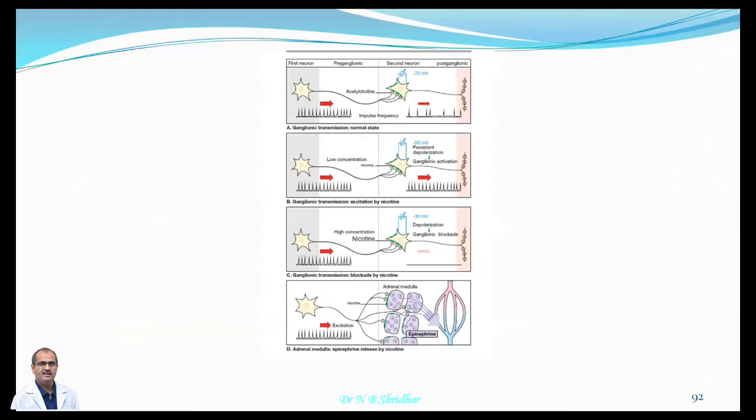And here also you can see the same thing in the ganglionic normal state. Acetylcholine is the neurotransmitter; this is the first neuron and this is the second neuron. The first neuron is present in the central nervous system, travels a certain distance and synapses with the postganglionic nerve fiber, where the resting membrane potential is minus 70 millivolts.